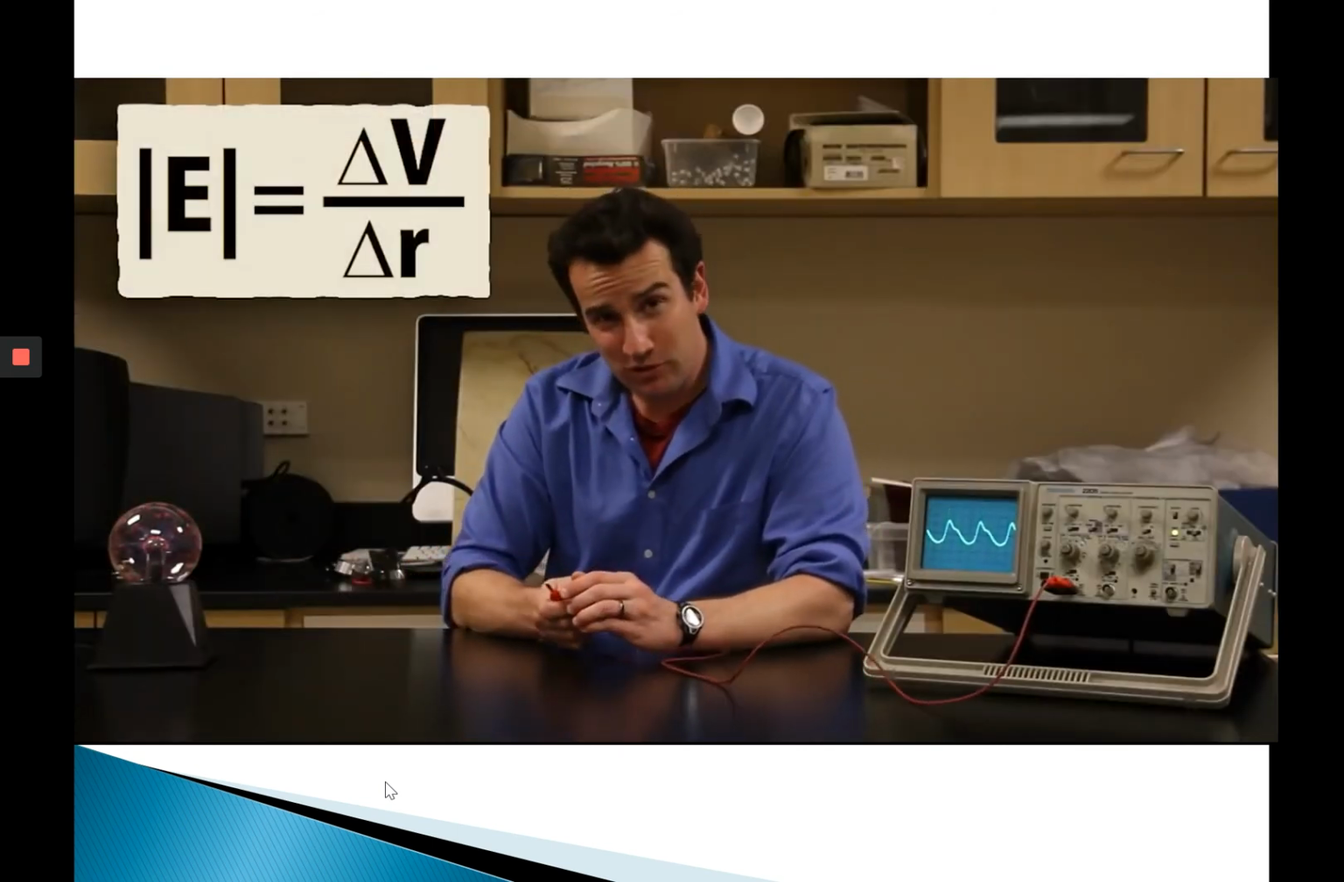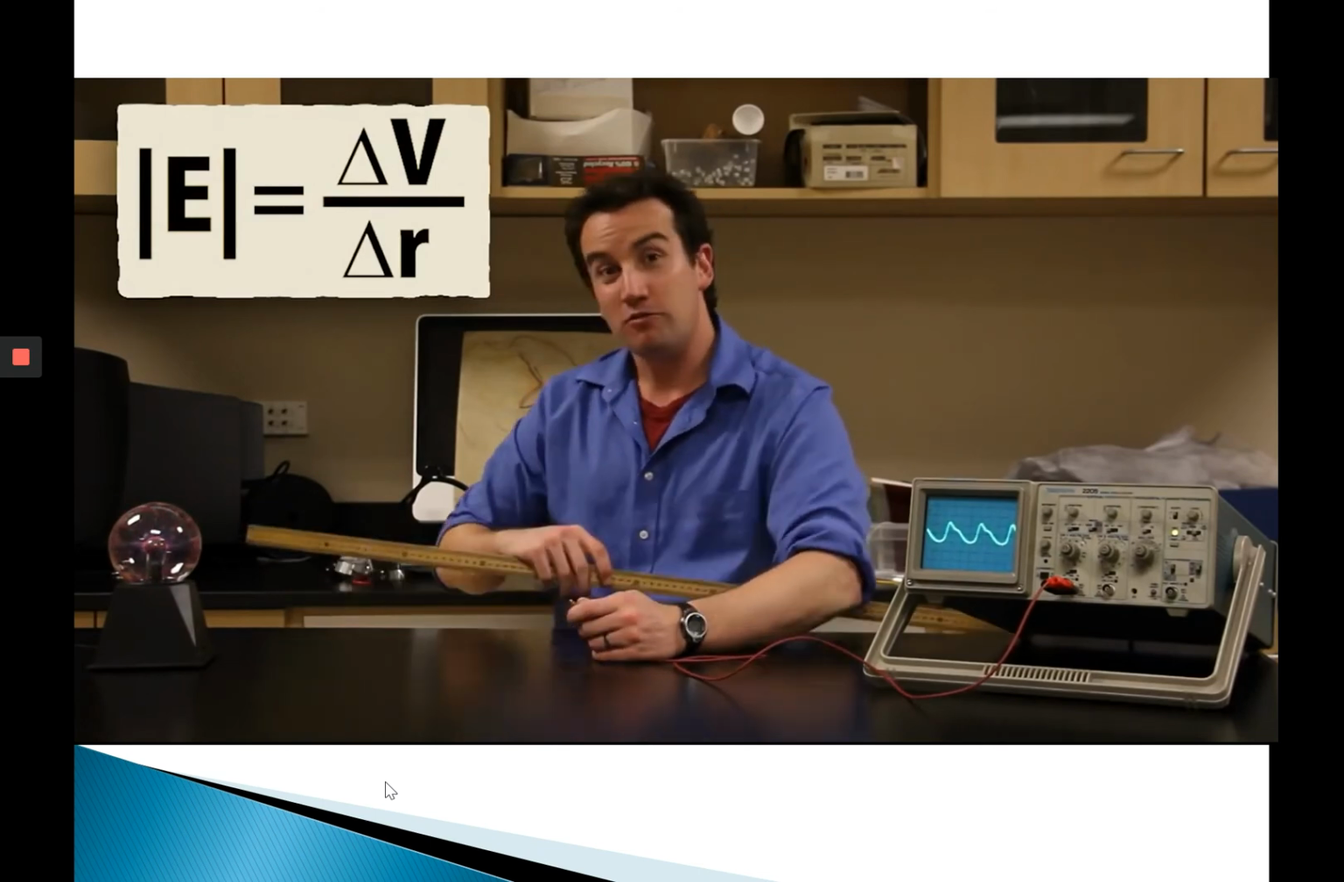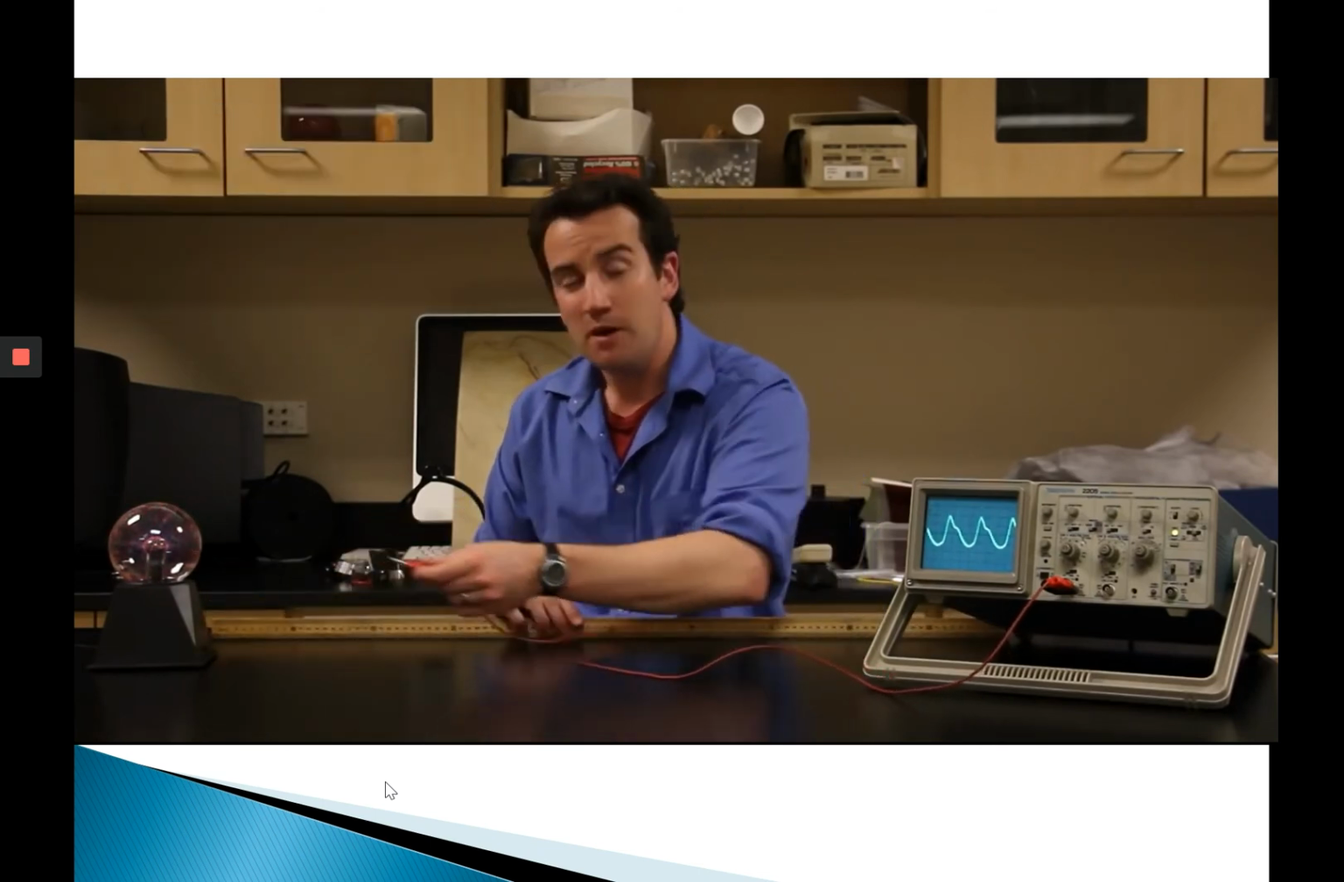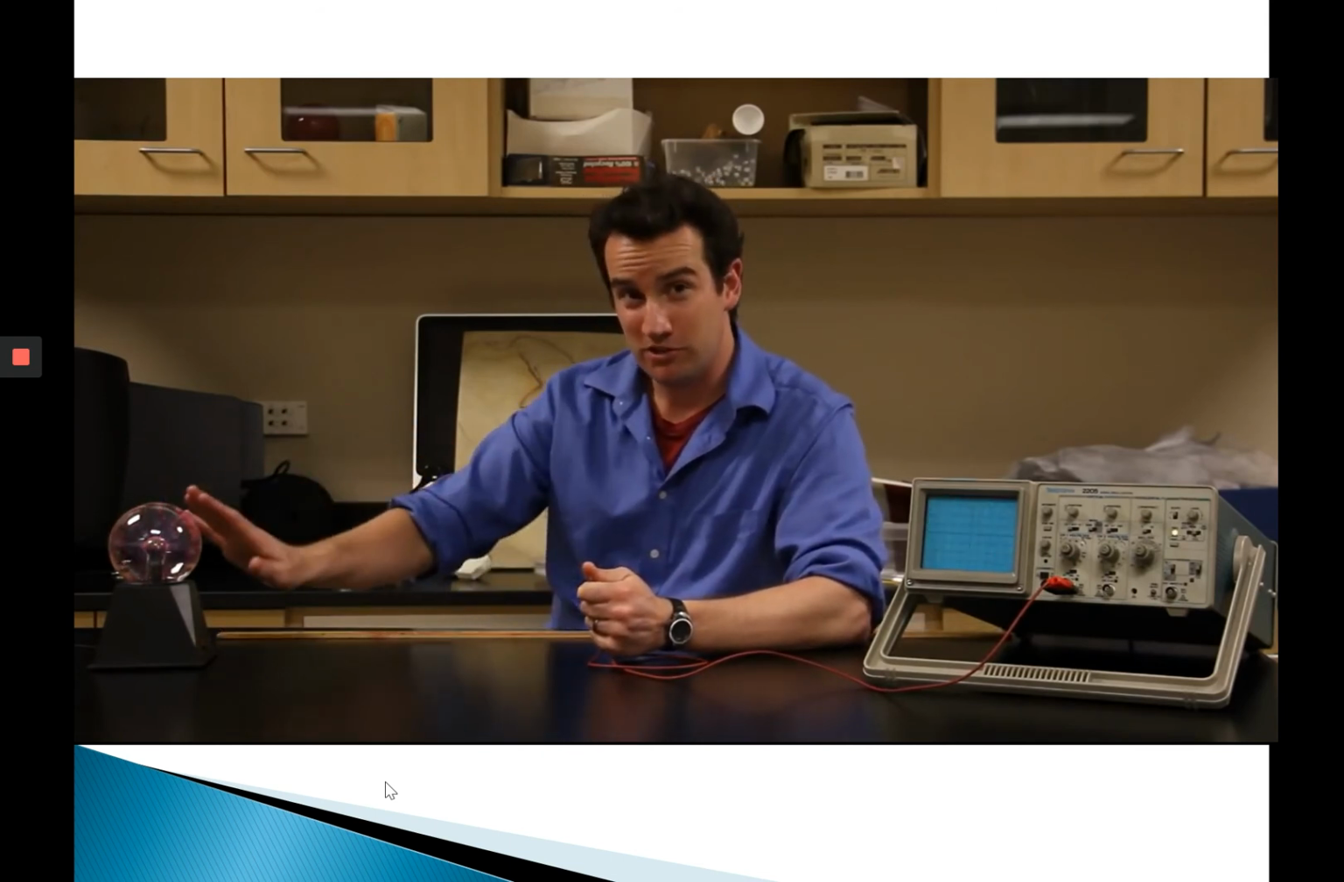Now, you can use the change in voltage over change in distance formula and make direct measurements on an electric field. But be careful, because your body can act as an antenna and will interfere with the results.